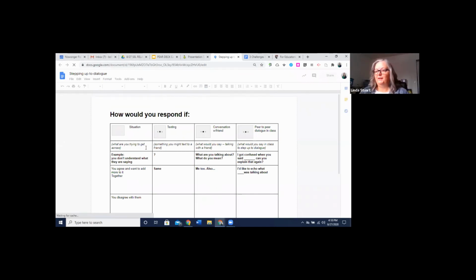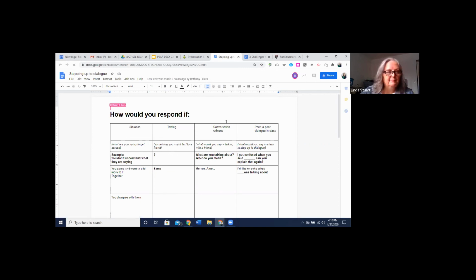Thanks. It's a stepping up to dialogue graphic organizer. And as you can see across the top, it has different modalities for you to be able to answer a question or to get sentence starters to answer questions. And you could do this together as a class in order to establish norms for how you want responses to be given, sort of like an accountable talk type thing.